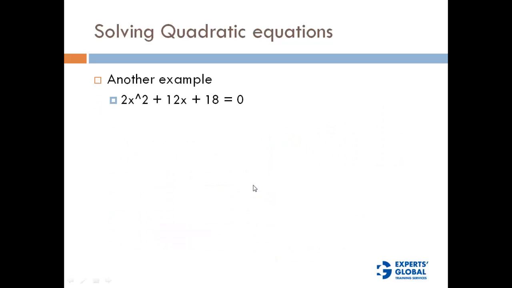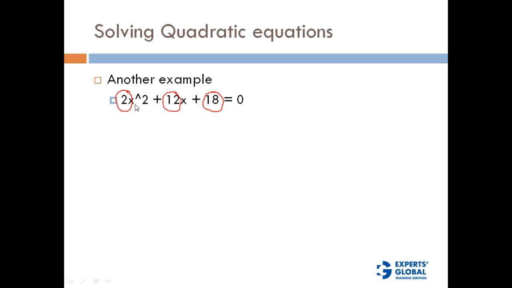Let's look at another example. Okay, so we have 2x square plus 12x plus 18. Now without looking at any solution, let's try to figure out how to solve. You'll see that there is a coefficient here, so we'll have to consider 2, we'll have to consider 12, we'll have to consider 18, right?